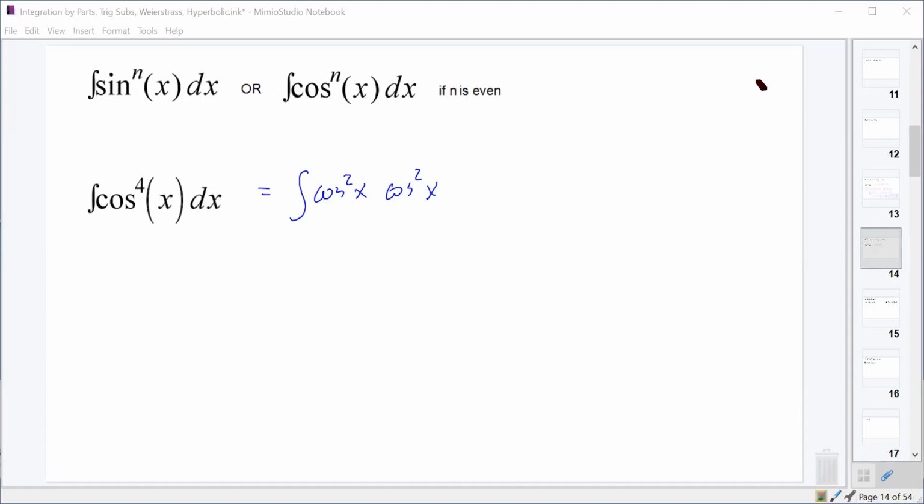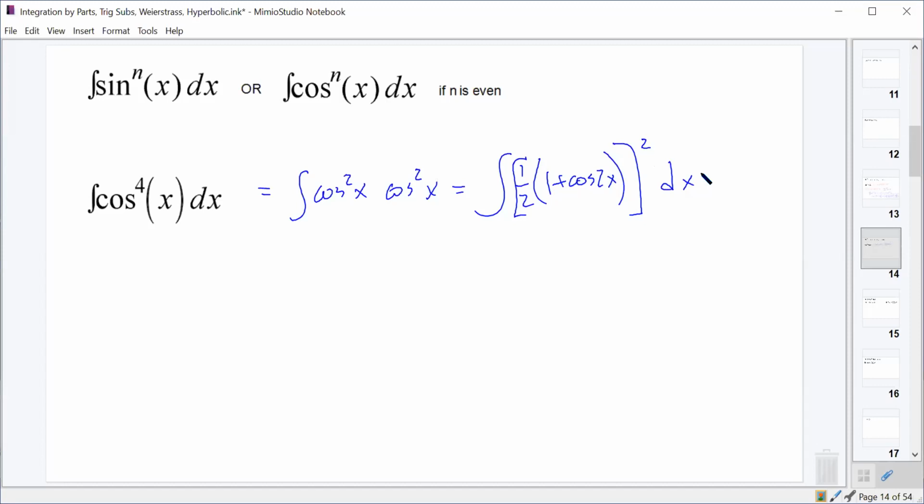We need to use the power reducing formula, right? So we have a power reducing formula. It's on your trig sheets. You should have it memorized. The power reducing for cosine squared x is 1/2 of 1 plus cosine 2x. So we've got that times itself, right? Squared dx. And so that's going to get rid of all these powers. Well, not all the powers, but some of the powers.